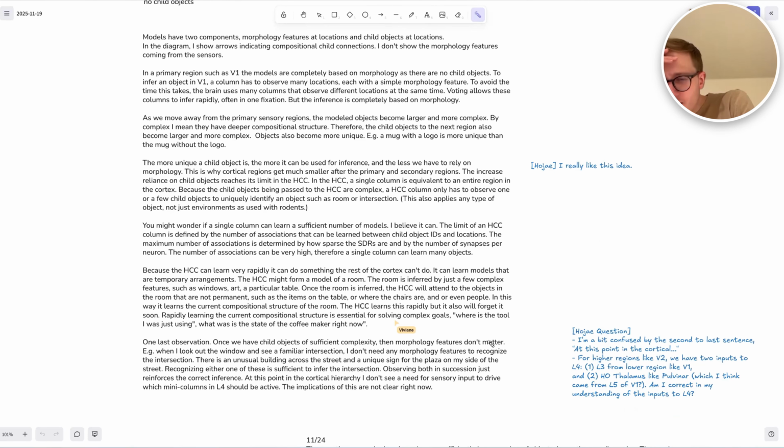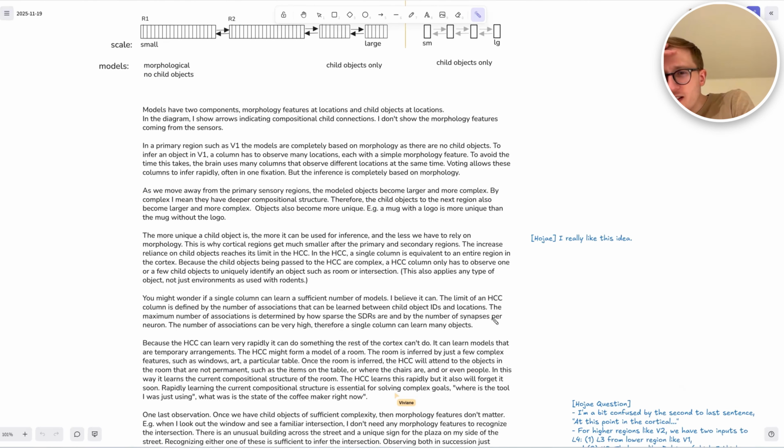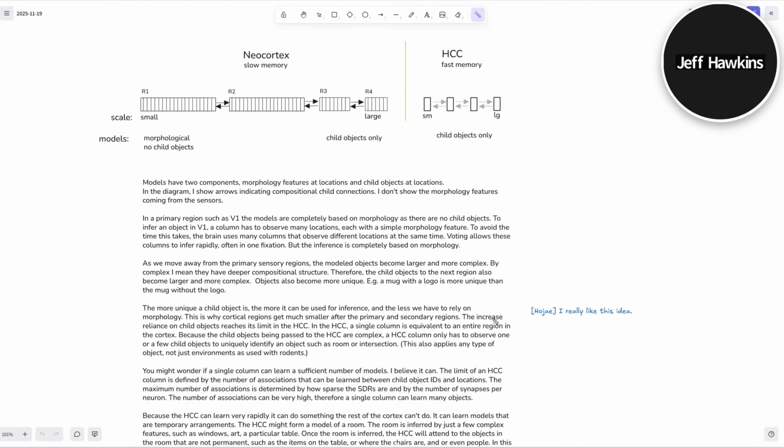Yeah, I think that maybe fits with this as well. There could be different reasons for this, but I seem to remember not only is V1 huge, as you say, with lots of columns, but I seem to remember the columns themselves are bigger. I think that's true in typical cortex. I'm not sure. I can try and look it up, but I seem to remember that's the case.